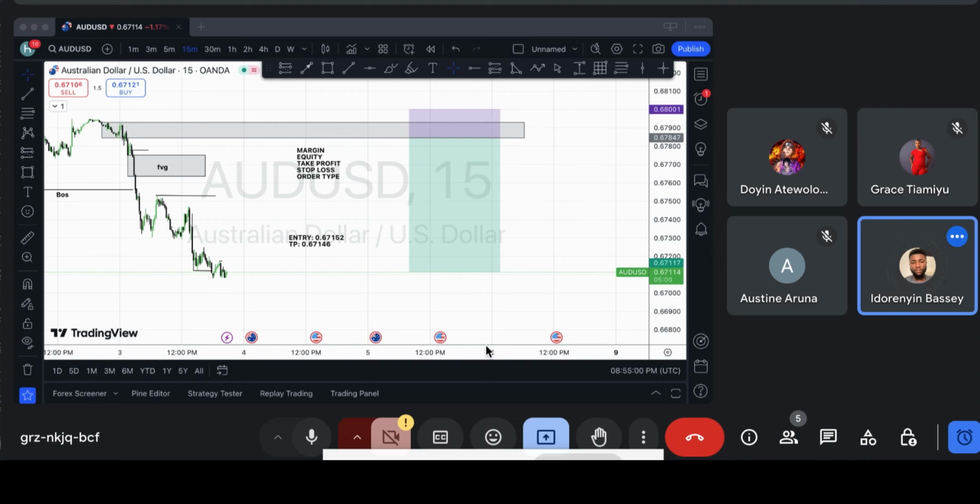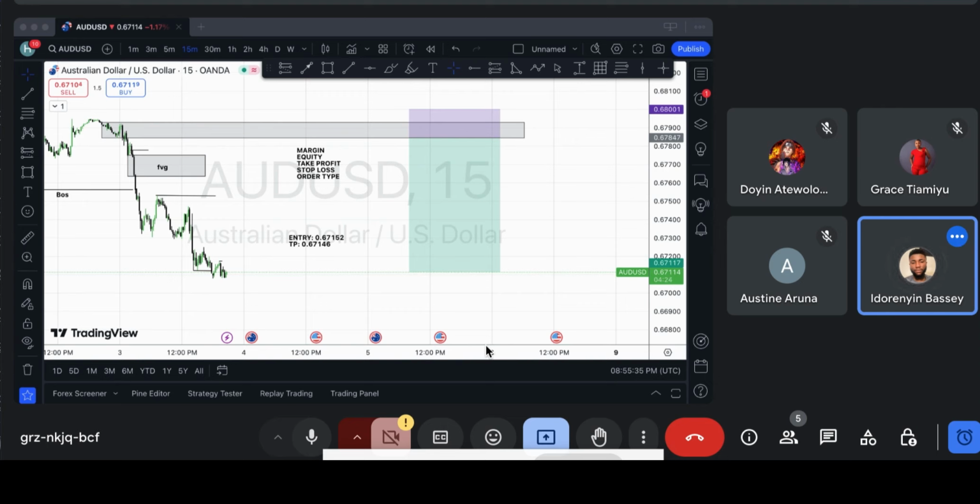Number two, in terms of risk management. One of the reasons why take profit is very important is because of risk management. Take profit helps you to maintain a positive risk to reward ratio by ensuring that your potential profit is greater than your potential loss.